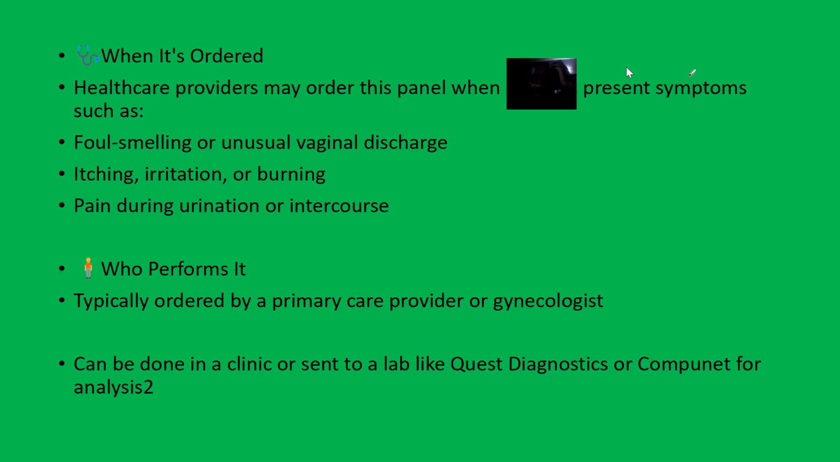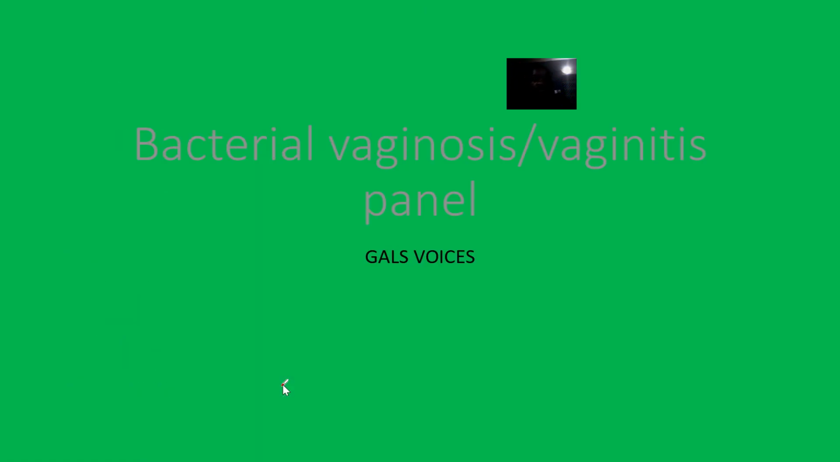So when is it ordered? When vaginal discharges are foul-smelling or unusual, when there's itching, irritation, or burning, when the woman is having pain when urinating or having intercourse. A healthcare provider or a gynecologist can actually perform it in a clinic or even in your house, okay? So that's it for what this panel actually means.